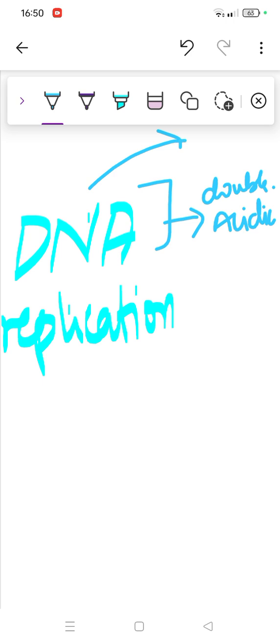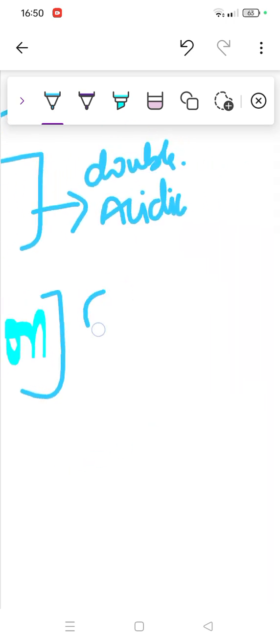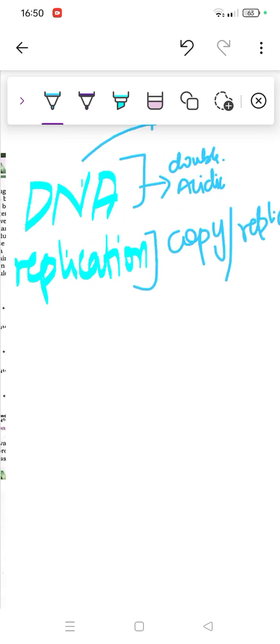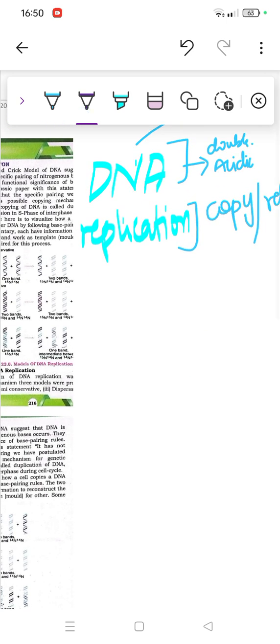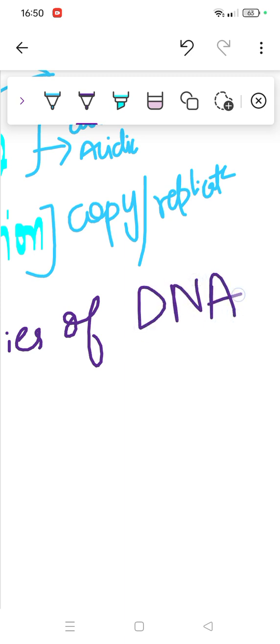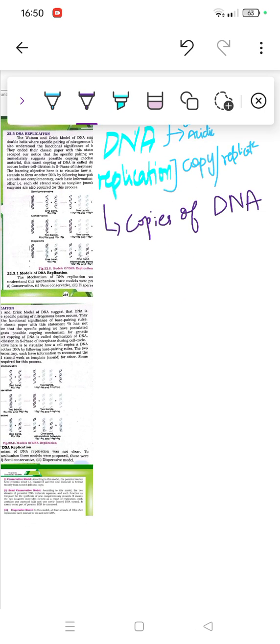Deoxyribonucleic acid is a double-stranded acid. Replication means we make a copy of themselves, or replicate, or provide the same thing. So here the topic is about DNA replication. This means we are going to make copies of DNA. Now, the copies of DNA come in different types, which we'll discuss.